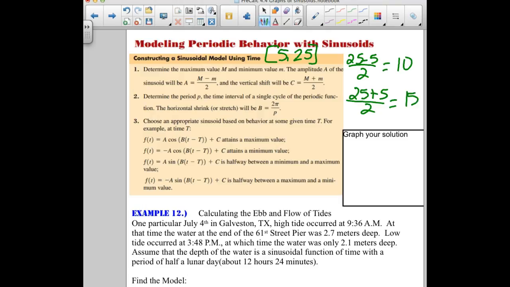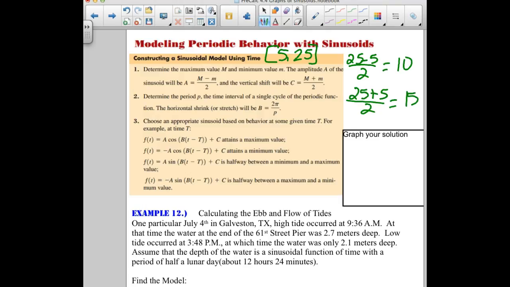We went up 15? Okay, so if you want to use the formulas, you can. If you want to analyze it based on, I know my high and low, I'm going to split it in the middle to get my horizontal line, my phase shift line, and then I can figure out the amplitude from there. Determine the period.